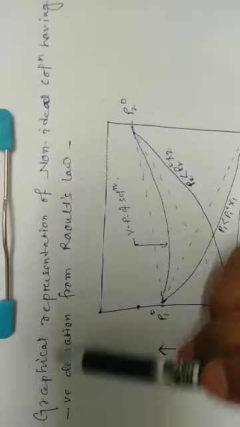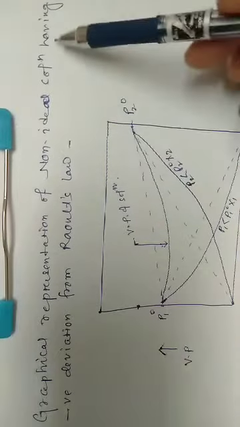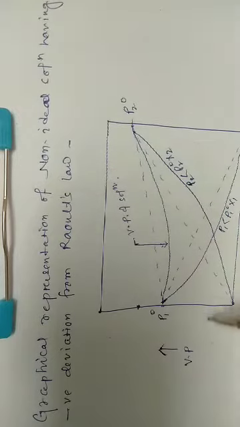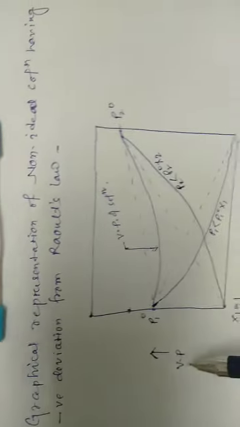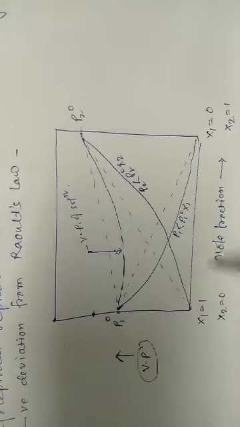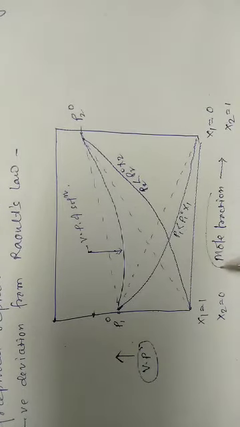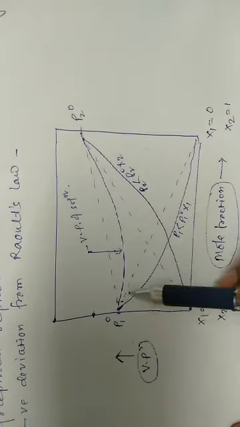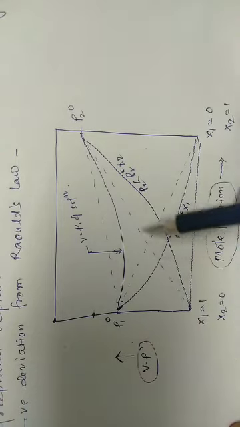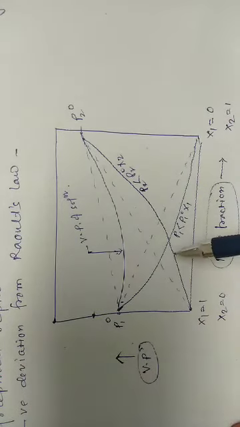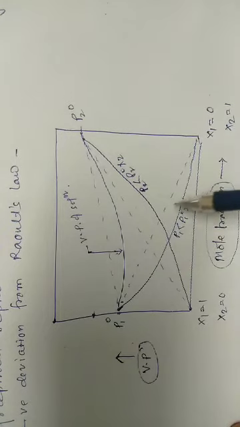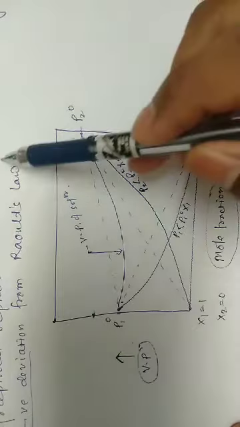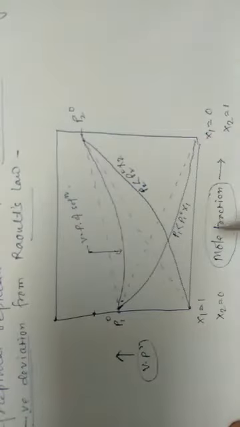Now graphical representation of non-ideal solution having negative deviation from Raoult's law. Similarly, this is the graph in which vapor pressure of a liquid is plotting against the mole fraction. So in this graph also dotted line represents the Raoult's law for an ideal solution, but these solid lines represent the non-ideal solution having negative deviation from Raoult's law.